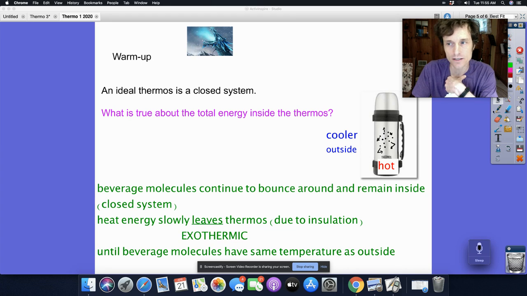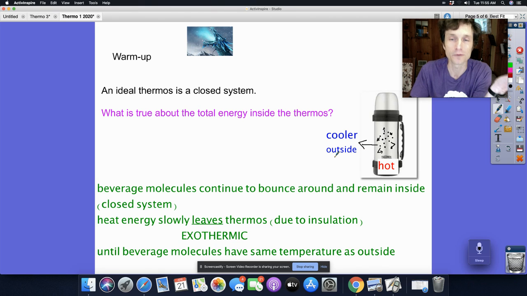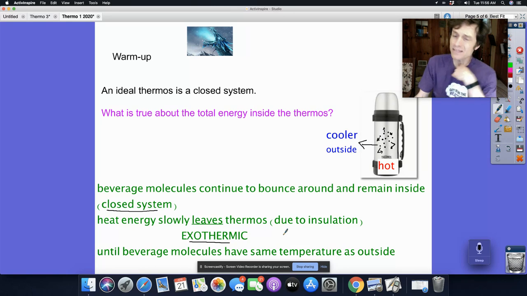So the transfer of energy here is distinctly going from hot to cold, and that would be what we call exothermic. Tried to explain that here with they are bouncing around, and this is a closed system, meaning the molecules themselves, the hot cocoa, is not leaving the thermos. It's just the energy that would be allowed to transfer. That leaving is what we call exothermic, and that will continue until the outside and inside temperatures are the same temperature. We call that thermal equilibrium, fancy word for it. But this is an exothermic process, but it's a closed system.